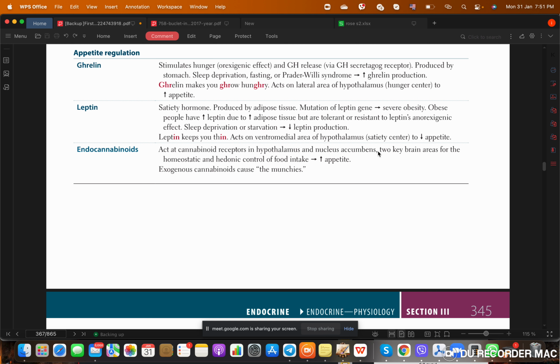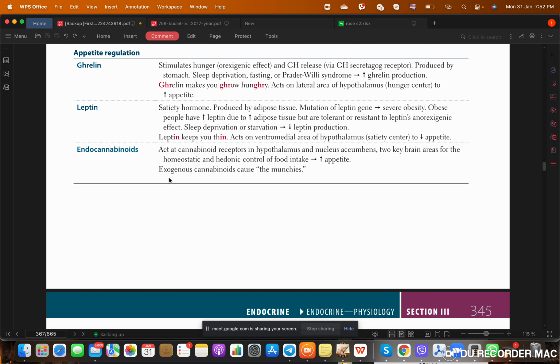So it's going to act at the nucleus accumbens and the hypothalamus, two key brain areas for the homeostatic and hedonic control of food intake, which means how much should I eat? How often should I eat? All of these areas are messed up and the patient starts eating like crazy. So they have much more increased appetite. Exogenous cannabinoids can cause the munchies, which is like they come and eat your food. People who like to eat a lot.